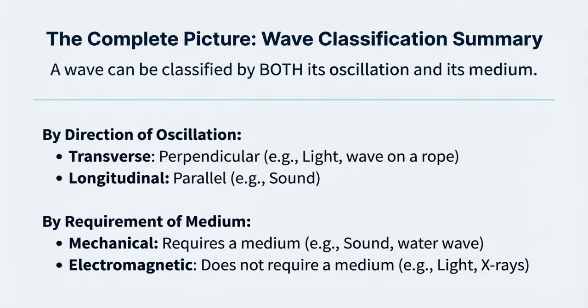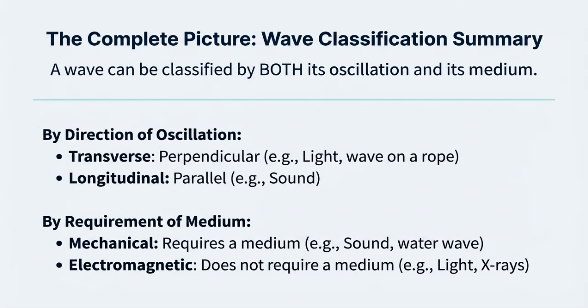Waves are classified in two main ways: by how their particles oscillate and by whether they need a medium to travel through. When we look at the direction of oscillation, transverse waves move particles perpendicular to the wave's direction, like light or a wave on a rope, while longitudinal waves have particles vibrating parallel to the wave's flow, like sound.